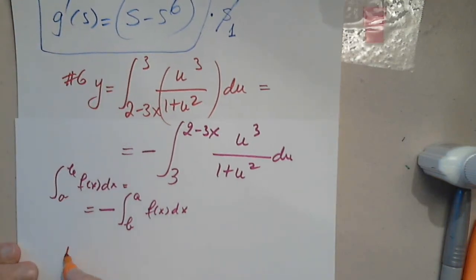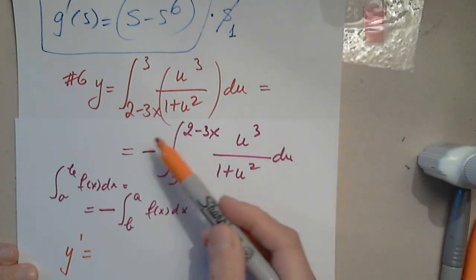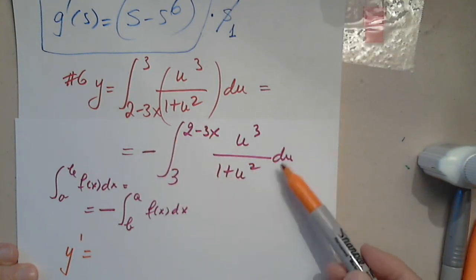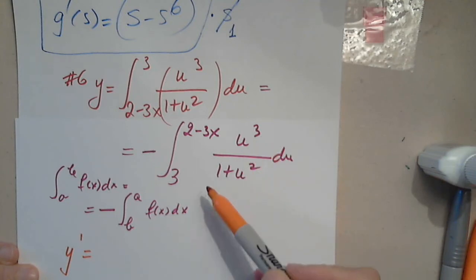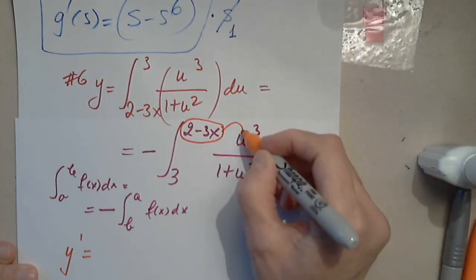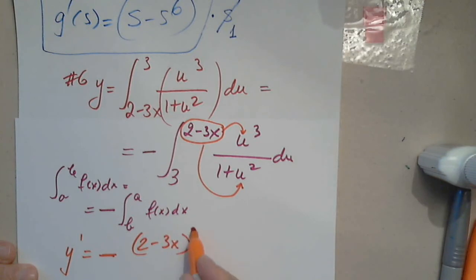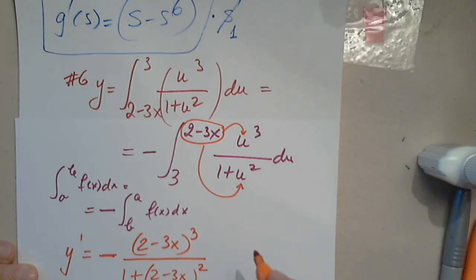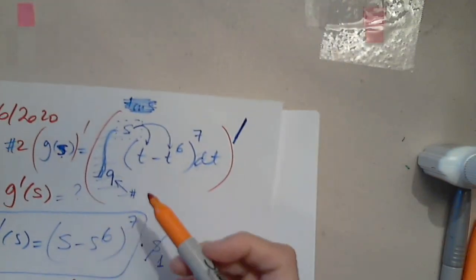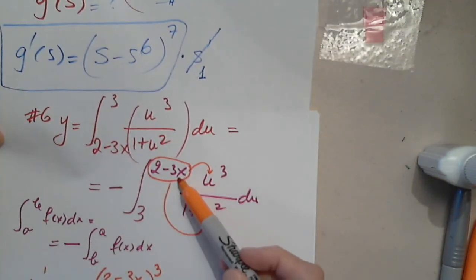So then when we get y prime, we will differentiate this. And when I differentiate, the integral sign and the du go away. So I have u to the third over 1 plus u squared. But now I have to replace u with this function. The negative stays. So the numerator is 2 minus 3x to the third. The denominator is 1 plus 2 minus 3x squared. And now, here there is no need because s prime was 1. It was the independent variable. But here this is a function.